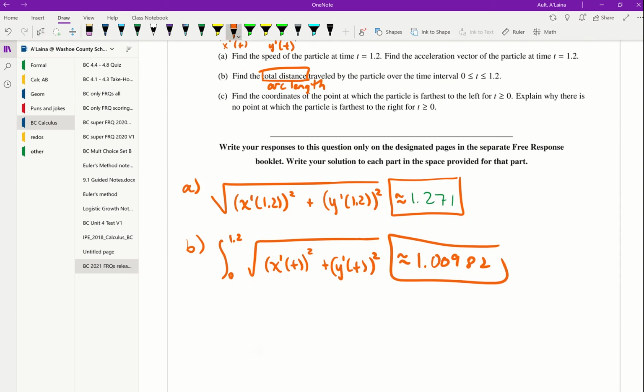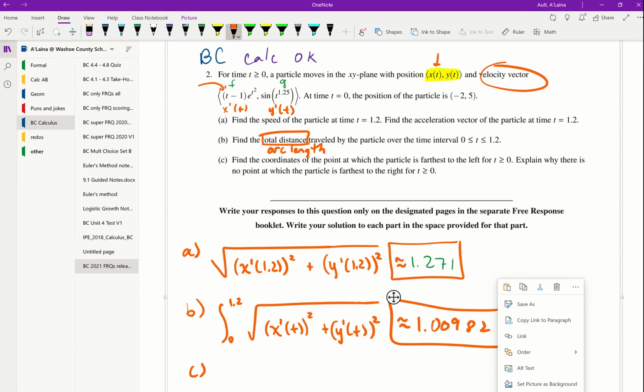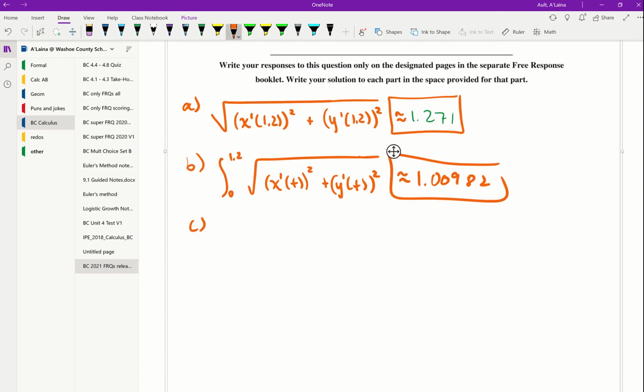All right, point C. We want to find the coordinates at which the particle is the farthest to the left when t is greater than 0. Explain why there's no point at which the particle is farthest to the right. Now, if we're talking about left and right, we're only looking at the x components. We're not going to be looking at the y components at all. So when it says farthest to the left, we're looking for the absolute min for x of t. And when you're looking for an absolute min, you want to look at the critical values. So I'm going to set x prime of t equal to 0 and solve this.